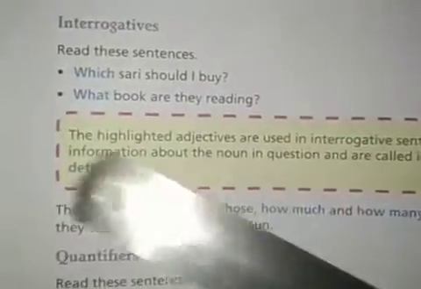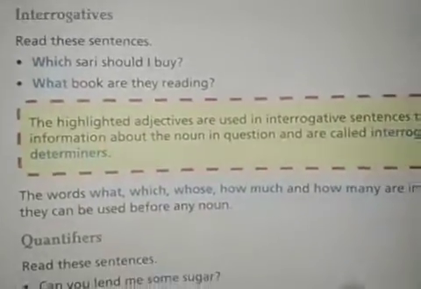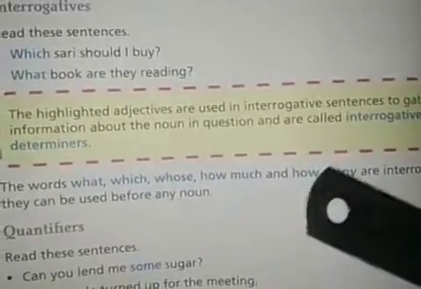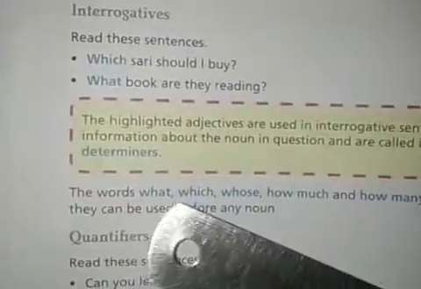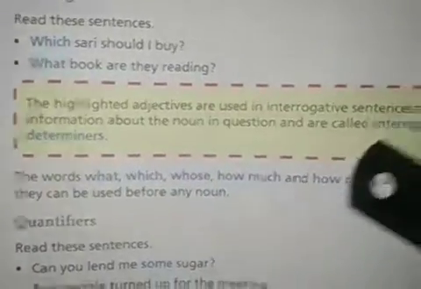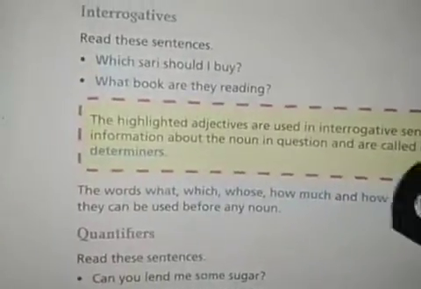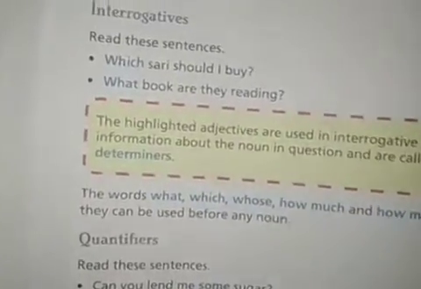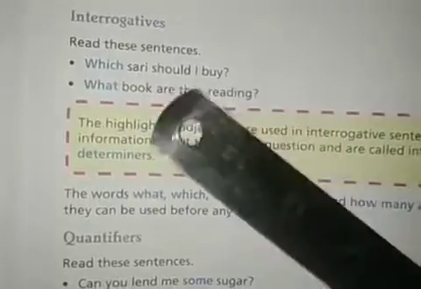So the highlighted adjectives like which and what are used in interrogative questions to gather information about the noun in question and are called interrogative determiners. So these words are used to gather information about the nouns that are used in the question. Okay, in the first question the noun is sari, and which is used to gather information about the sari. What is used to gather information about the noun book.